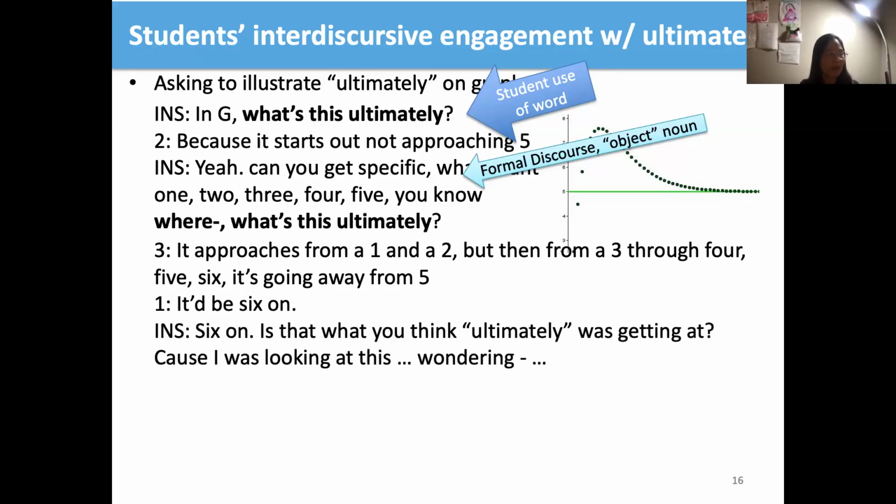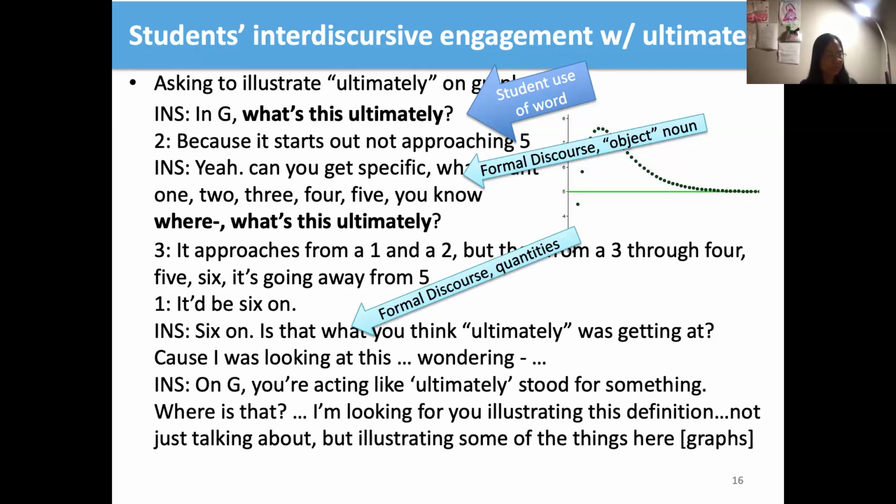"6 on, is that what you think ultimately was getting at? Because I was looking at this, wondering what it was." And here, he's approving it from the formal discourse perspective because the target discourse defines limit using quantities and their relations, not descriptive words like ultimately. And then he pushes them a little more.